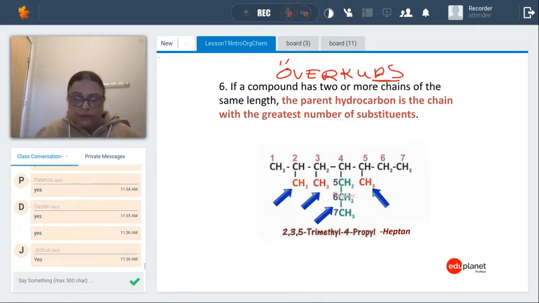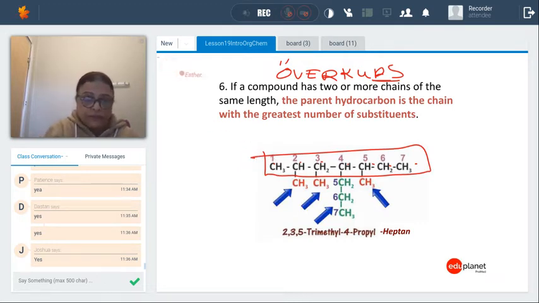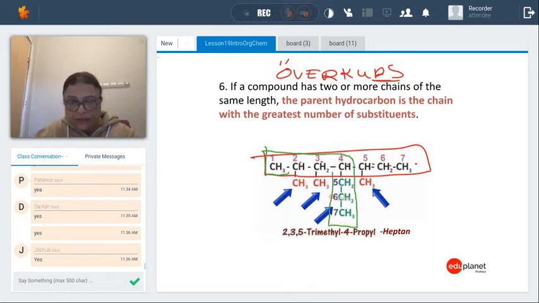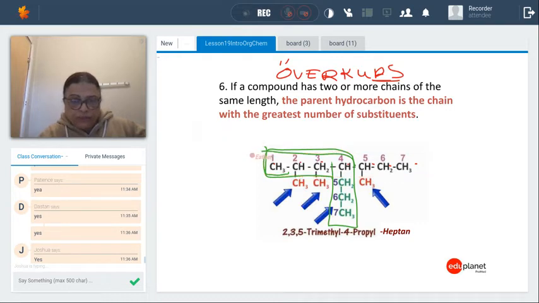So let's look. 1, 2, 3, 4, 5, 6, 7. This is one way to count. But I can also count 1, 2, 3, 4, 5, 6, 7. Which one do I take? Do I take the red one or do I take the green one? Because this is heptane and this is heptane. Which way do I go, the red or the green?